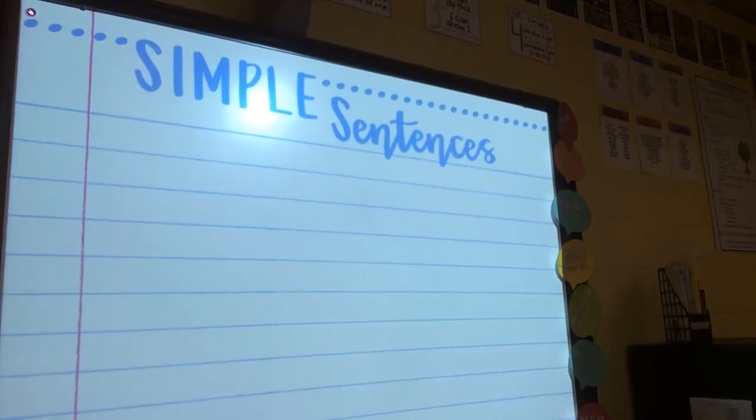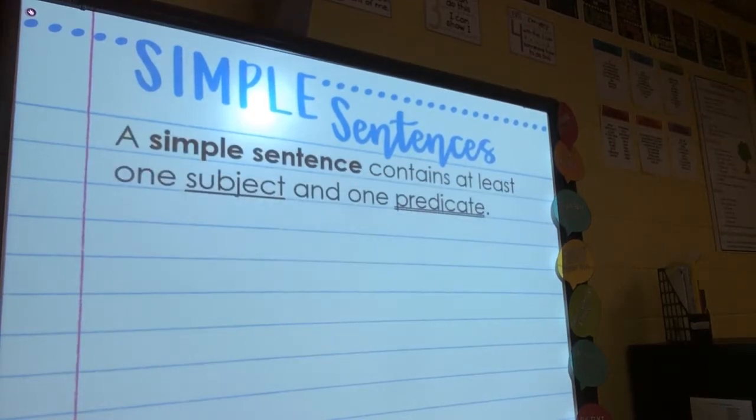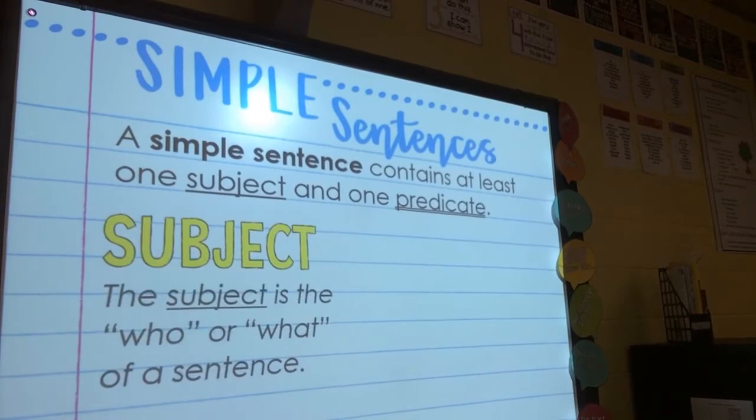So some of this is a review. So a simple sentence has one subject and one predicate. We already know that. We did that at the very beginning of the school year, okay? To remind you, a subject is who or what the sentence is about.